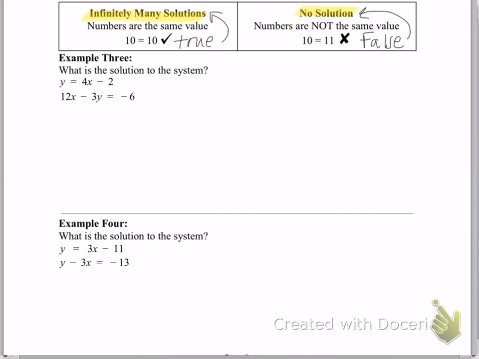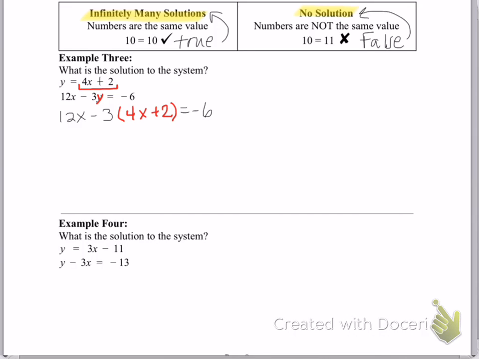But the first thing I want to do is change this minus to a plus sign. So go ahead and change the first equation to y equals 4x plus 2. All right, so the first step is to look for that y equals or x equals, and we've got it. We've got our y equals 4x plus 2. So that means we're going to substitute it in for this y. So we've got 12x minus 3. Here comes the substitution. 4x plus 2, and then equals negative 6, back to our original equation.